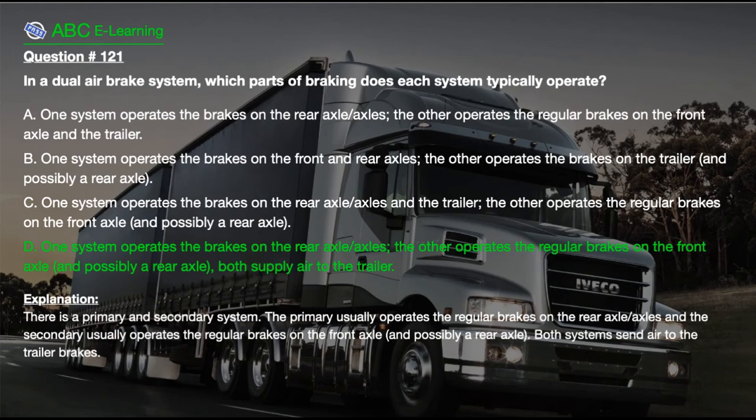The correct answer is here, D. One system operates the brakes on the rear axles. The other operates the regular brakes on the front axle, and possibly a rear axle. Both supply air to the trailer. Explanation. There is a primary and secondary system. The primary usually operates the regular brakes on the rear axles and the secondary usually operates the regular brakes on the front axle, and possibly a rear axle. Both systems send air to the trailer brakes.